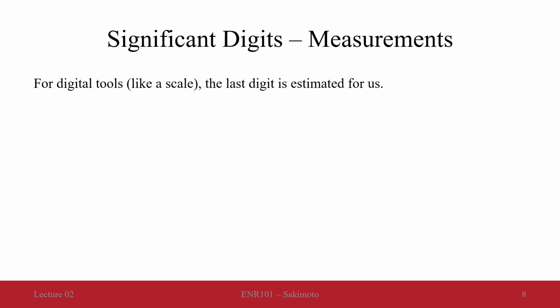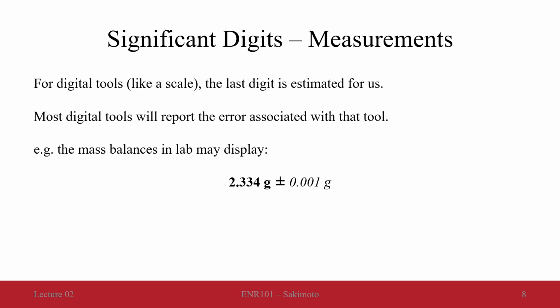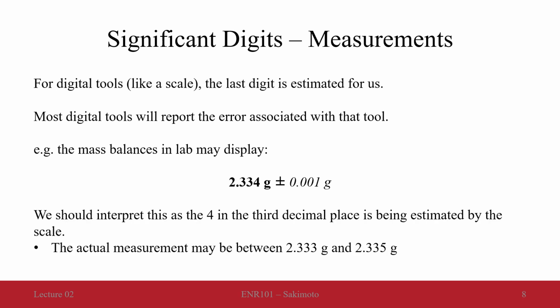If we use a digital tool, one that displays a number for us, such as a laboratory scale, most of the time the estimated digit, the error, will be reported for us. So you might use a mass balance or a scale with a digital display that'll show you the weight as 2.334 grams, and you would see somewhere next to that label a precision indication that says plus or minus 0.001 grams. When we use these types of digital tools, which may be calipers, might be a scale, might be some other sensor, we can interpret that this last digit displayed is the tool estimating the digit for us.